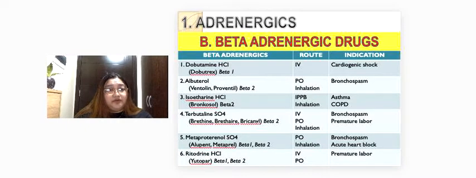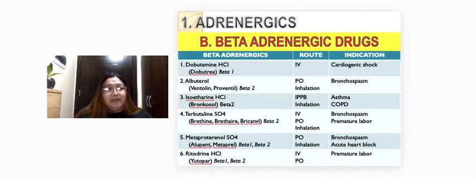Alright, same with third, isoetharine. IPPB is intermittent positive pressure ventilation, no? So it's a bag. It's a machine for respiratory distress. Fourth is terbutaline. It's for bronchospasm and premature labor because again, a while ago I mentioned that these receptors, these drugs, no, when stimulated, they can halt uterine contractions.